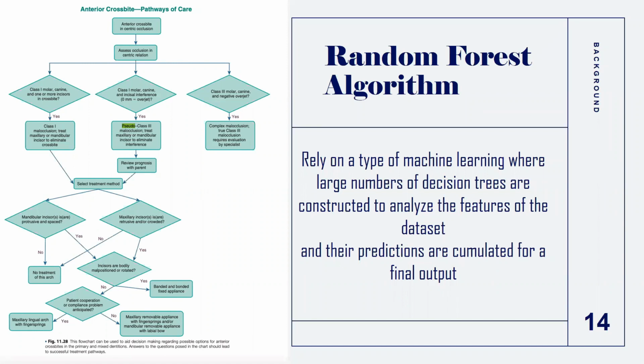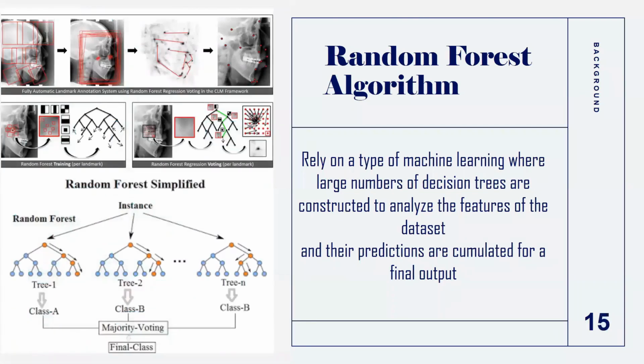So random forest algorithms rely on a type of machine learning where a large number of decision trees are constructed to analyze the features of the data set, and then their predictions are accumulated for a final outcome. So think of decision trees like a classic yes-no flow chart, each asking different questions to get to the final answer. We use them all the time in dentistry. In fact, this one is straight out of Proffit's chapter for handling crossbites. So the algorithm works like this, but with several decision trees working in conjunction.